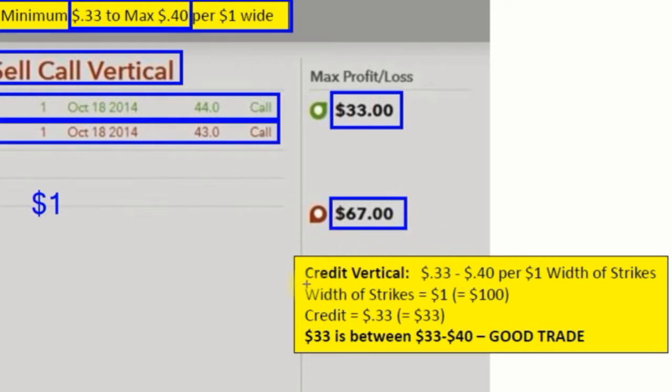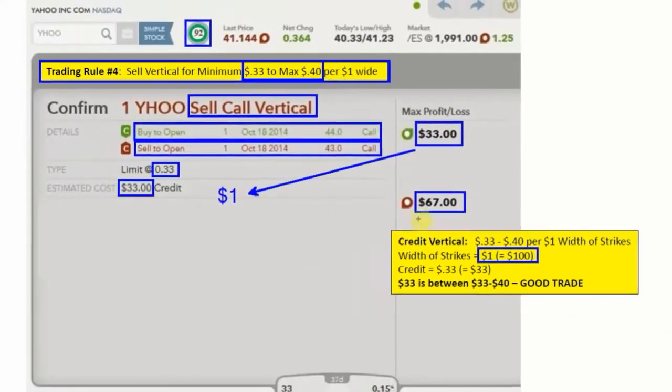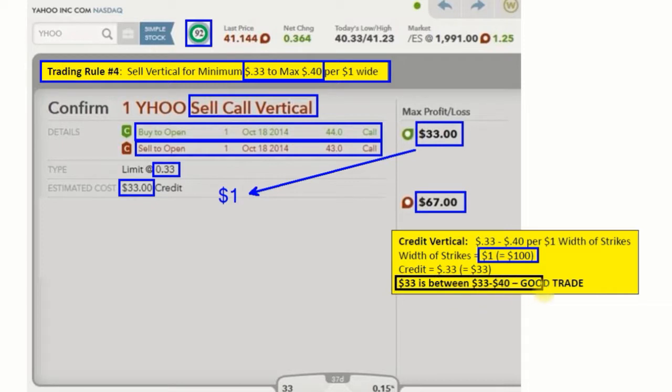Because as you see down here, we know width of strikes, everything in options is times 100. So a dollar width in strikes equals $100. Our credit is 33 cents, which means it's times 100, which means it's $33. These two numbers always have to equal the dollar width in strikes, or the 100 bucks, and they do. 67 plus 33 is 100. The dollar width in strikes, and the 33 cents minimum sale price. So this is a good trade. It's between our 33 to 40 cents per dollar width, and that's what it means.